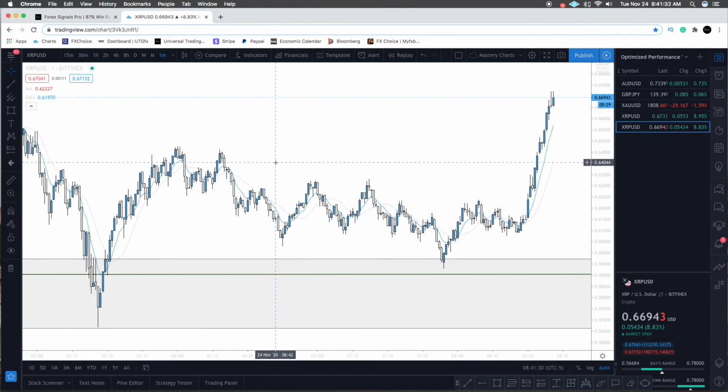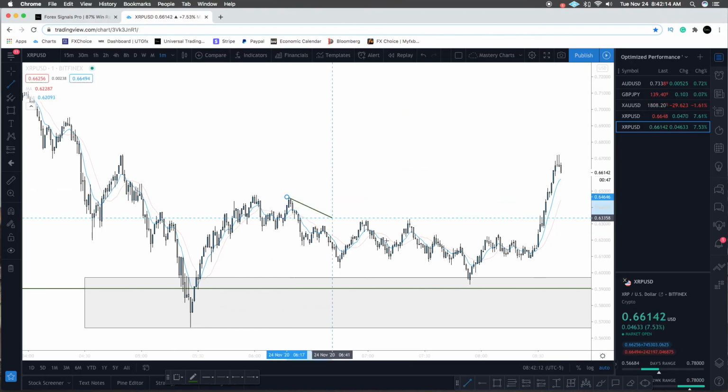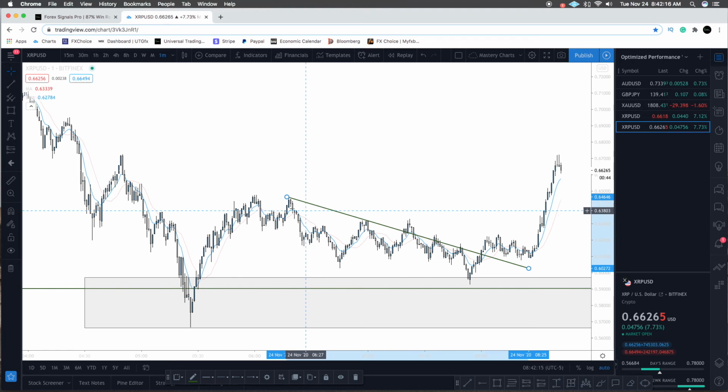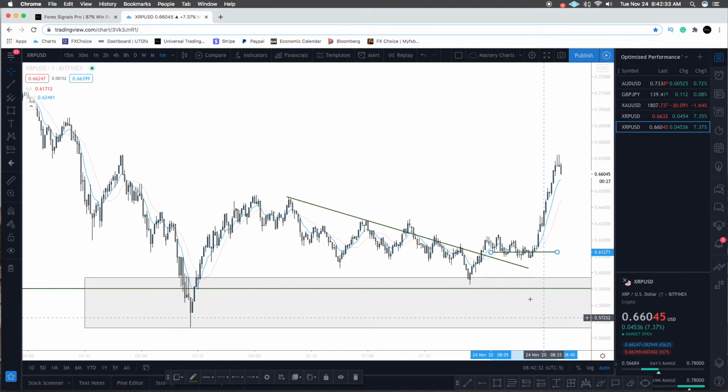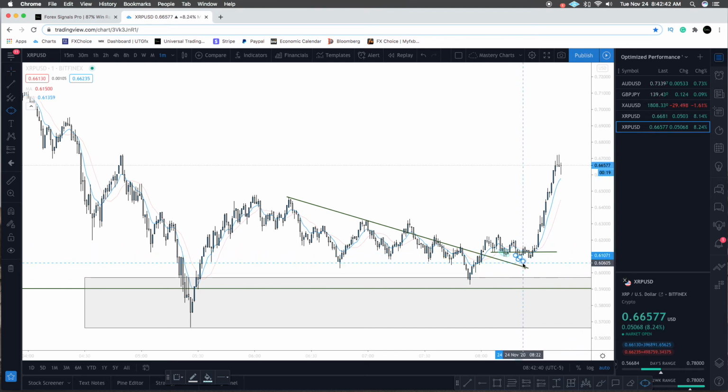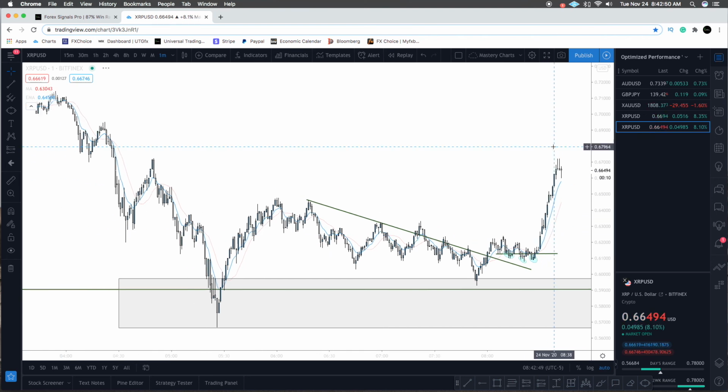On my M1, price created the level, came back down to the level, broke out of our momentum trend line, created support, tested that support once, twice, three times before pushing off and giving us this new leg.